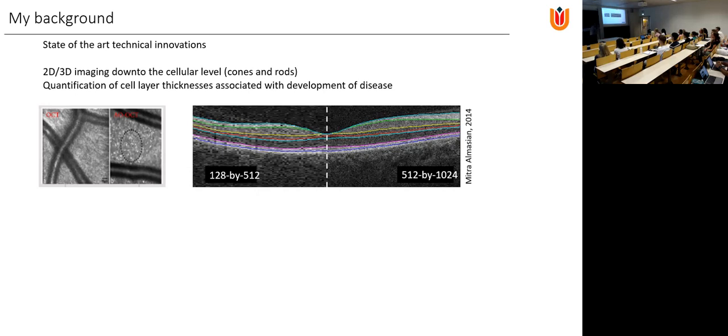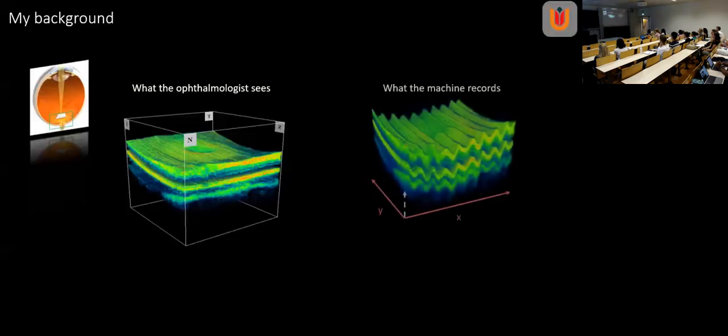Well, that's some other progress, basically just technology: better computers, better cameras, better lenses, better light sources, etc. So the resolution, the pixel range, has increased over time, and it makes a difference. However, if you look a little bit closer, then what the ophthalmologist sees is a pretty nicely processed image. What the machine actually measures is the data on the right-hand side.